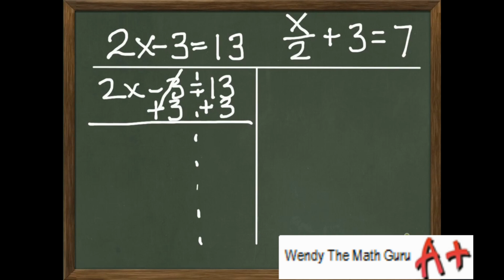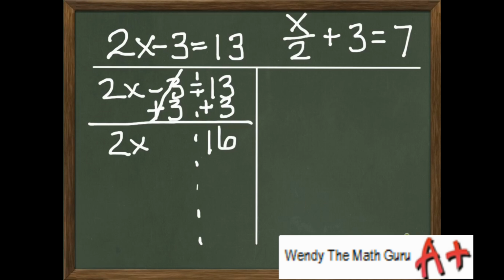That's why sometimes you'll hear people say, well, the 3's cancel. Well, they don't cancel, technically. They result in an answer of 0. So I could write 2x minus 0. But since there's nothing there, usually no one will write minus 0. So they will just write 2x because that's all we have remaining on the left-hand side of the equation. 13 plus 3 is 16 on the right-hand side of the equation.